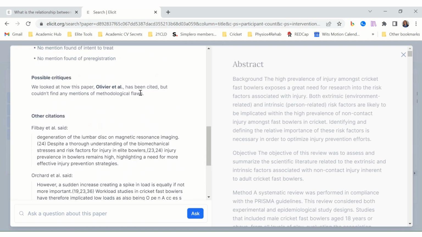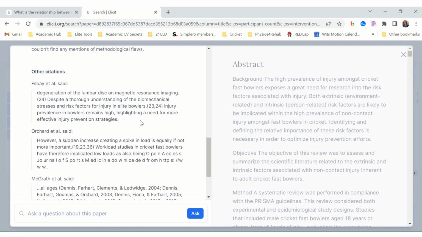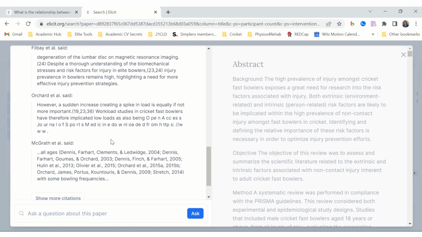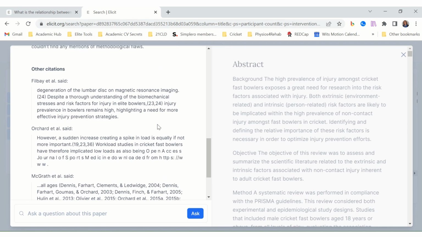We looked at how this paper has been cited, but couldn't find any mentions of methodological flaws. I'm very grateful about that. Other citations. Where it has been cited, this is brilliant. So Elicit is quite a useful little tool. It is completely free. You do need to create an account though, but definitely worth trying out. And it will definitely save you time, but you will also learn a lot about the research. Again, as I always say, use the human brain, even though AI is making life easier for us, there's still a space for our human brain to be used.